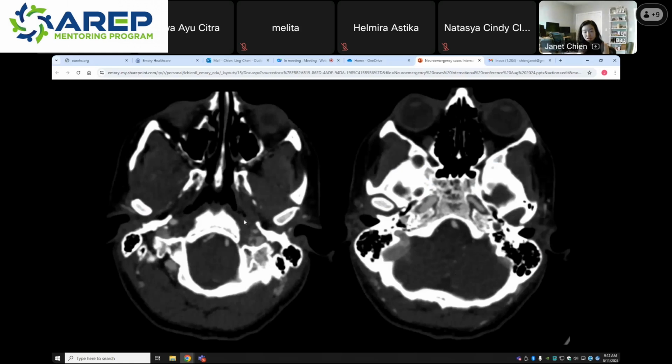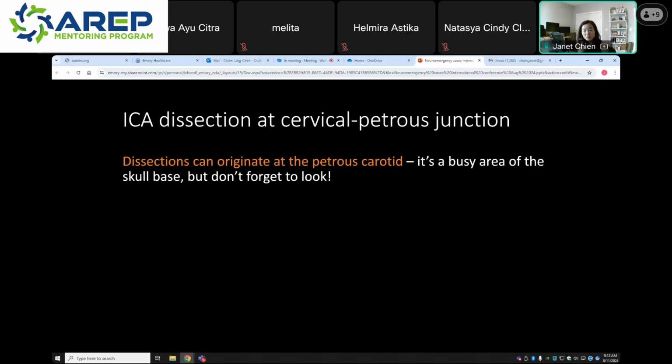So here you can see, kind of at the distal cervical petrous junction, there's abnormal narrowing of the left ICA compared to the right, right? And then in the petrous segment of the carotid, similar finding, there's asymmetric narrowing of the left petrous ICA compared to the right side, which is normal. So, this is a case of ICA dissection at the cervical petrous junction.